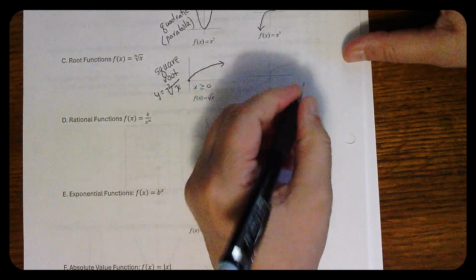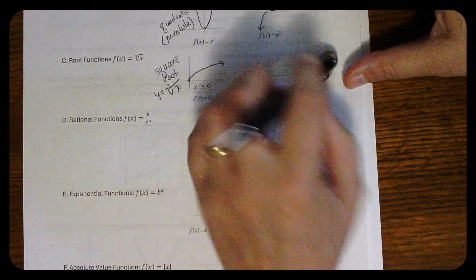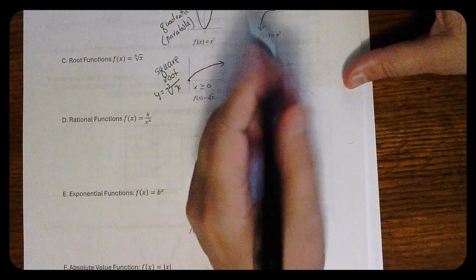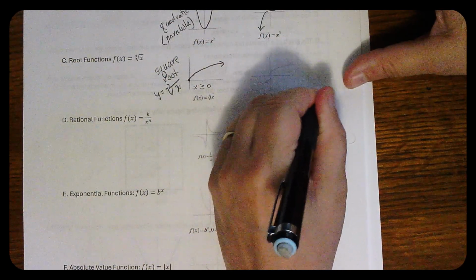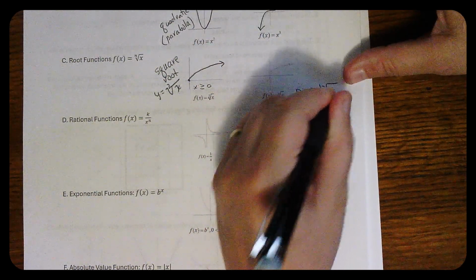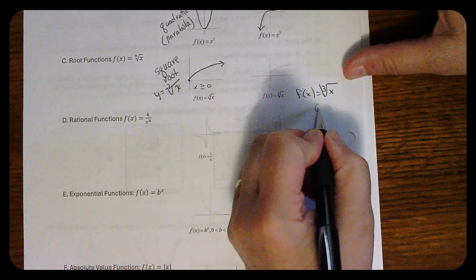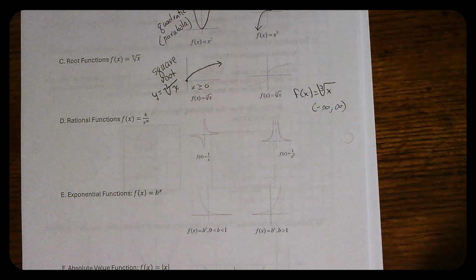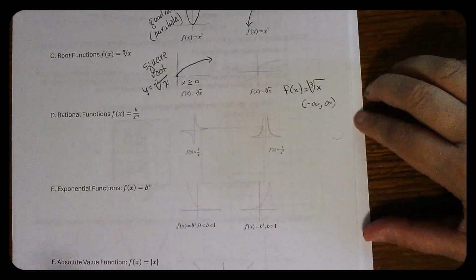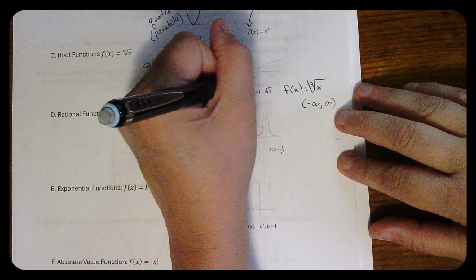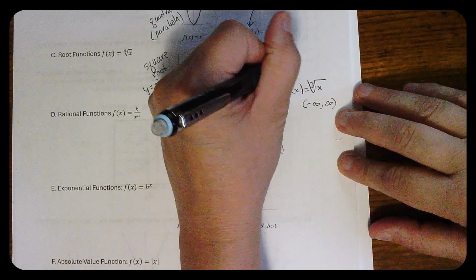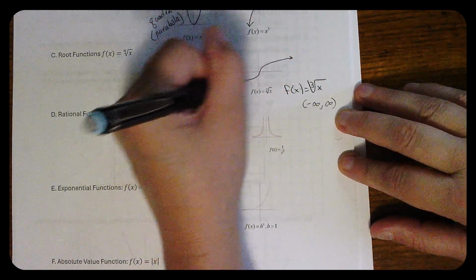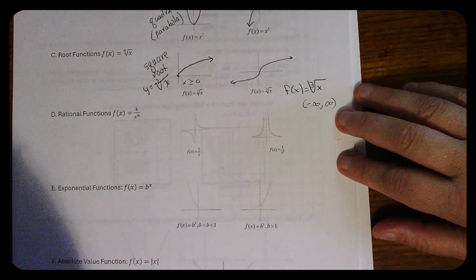But this is an odd radical function, f of x equals the cube root of x. It's important to remember that the domain is negative infinity to infinity because we don't care if it's an odd index. You can have negatives and positives in there. So that's why it looks like this. It's defined for all the x's. There is no restriction on the domain.